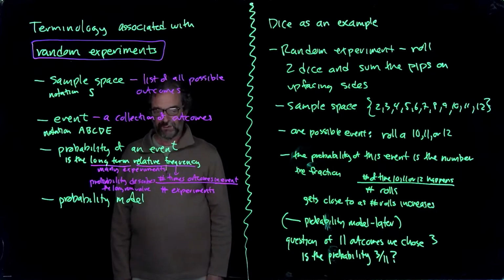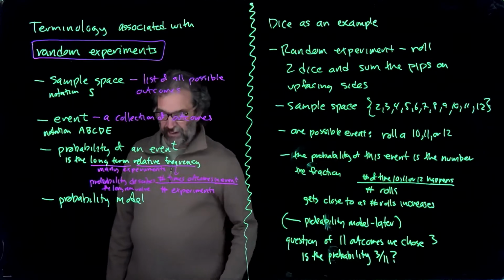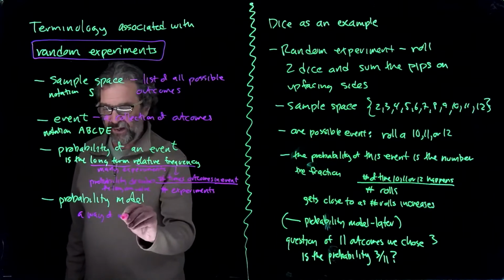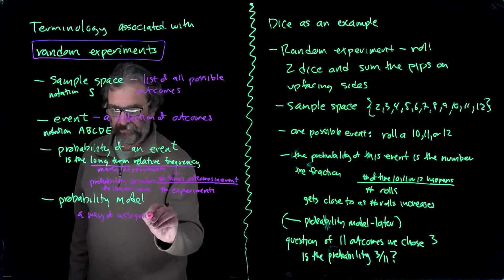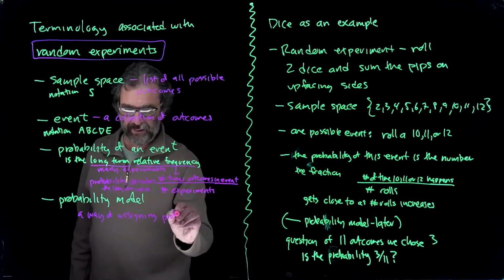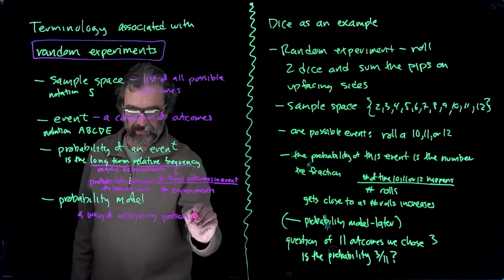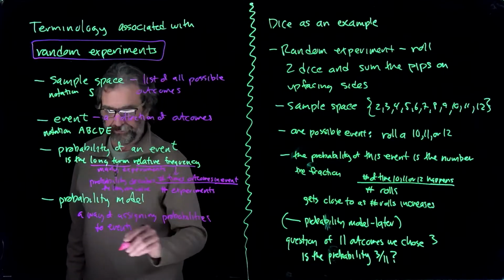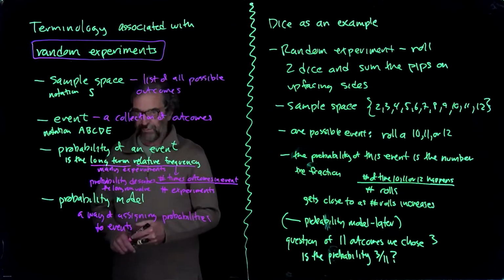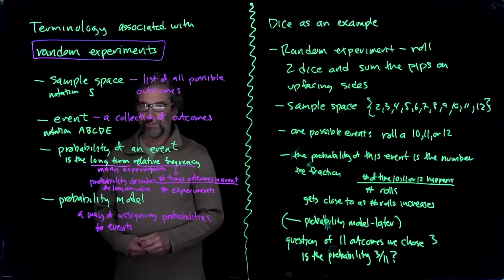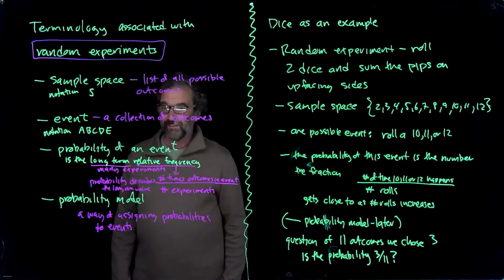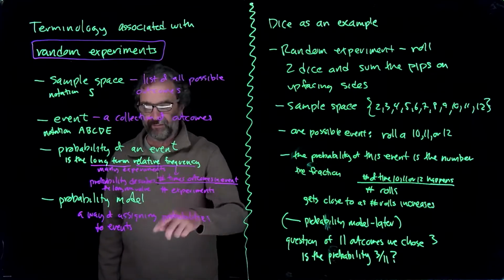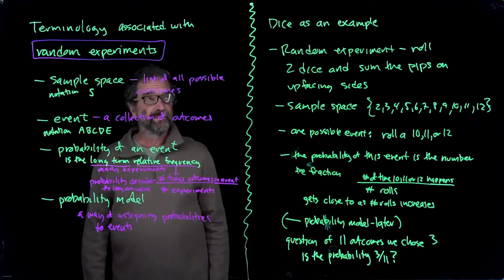So probability describes the long run value of the number of times outcomes in the event happen divided by the number of experiments. Okay. And a probability model is a way of assigning probabilities to events. We can test how realistic the probability model is by doing experiments with specific events and seeing if the answer that it seems to provide matches our experience when we compute this fraction. So just to verify it.